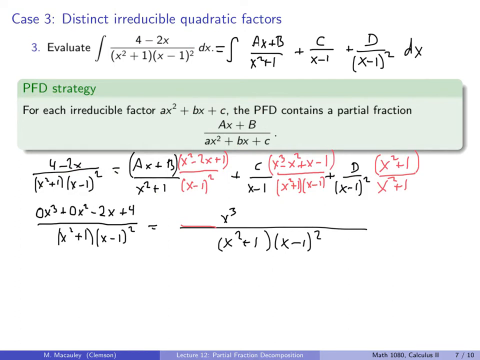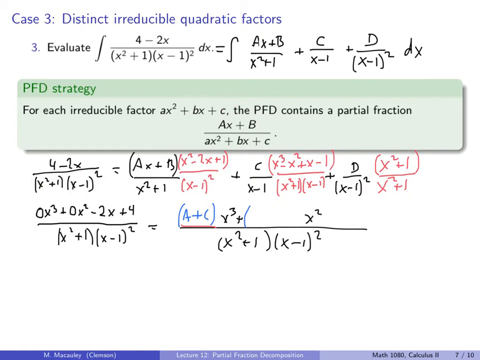Okay, so how many x cubes do we have? We have an ax times x squared. There's an x cubed, coefficient a, and we also have a c times x cubed. So we have a plus c x cubed. Okay, now how many x squareds do we have? We're gonna have a few of these. We have a b times x squared here. I'm just gonna write them down as we get them, otherwise I'll lose track.